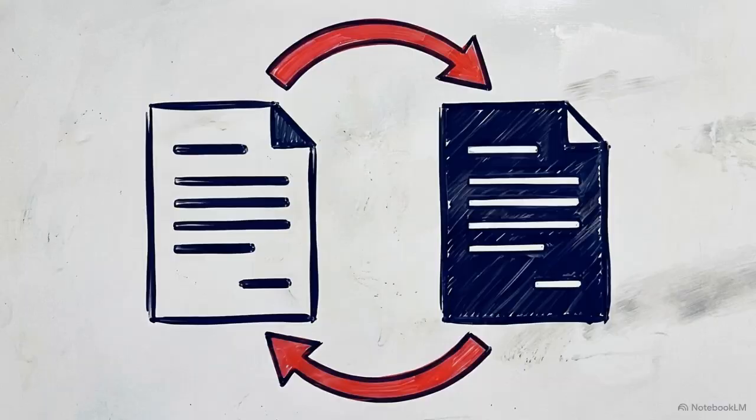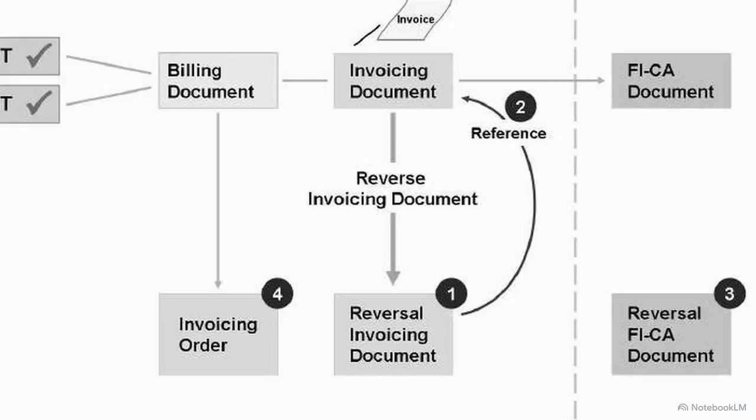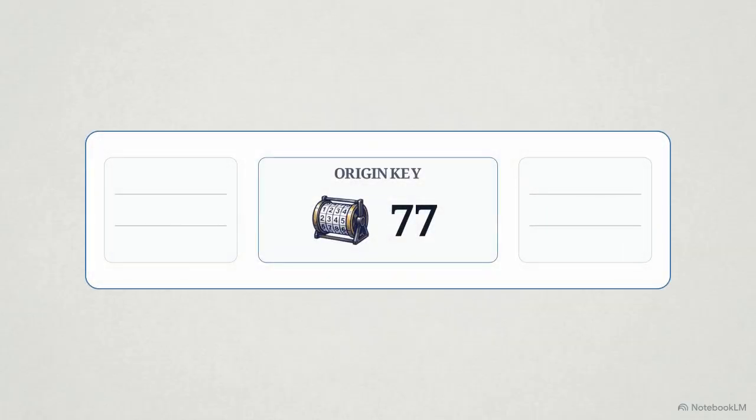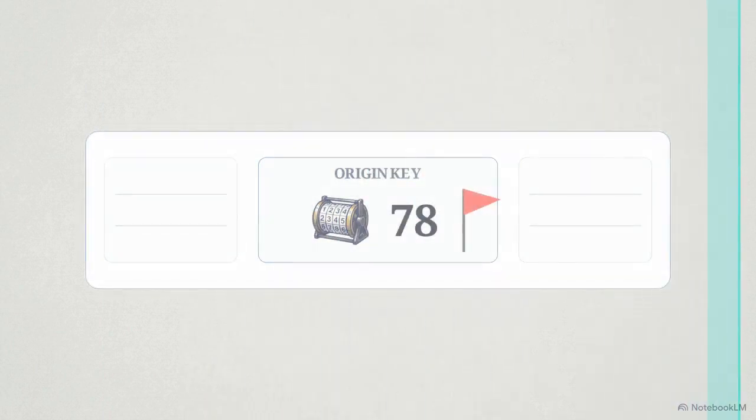To manage this, the system relies on Element 5, reversal data. Instead of deleting the record, the system creates a brand new document, a reversal invoicing document, which is an exact negative copy of the original. The original invoice then updates its processing mode to reversed and stores a definitive pointer to this new reversal document. Under the hood, the system executes a technical shift in the origin keys, for example, changing from 77 to 78. This permanently flags the document's reversed status for any future database queries.